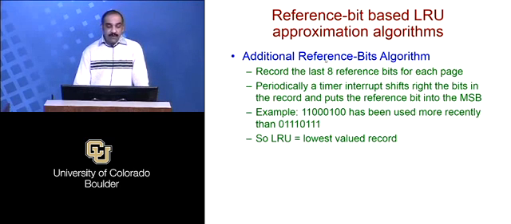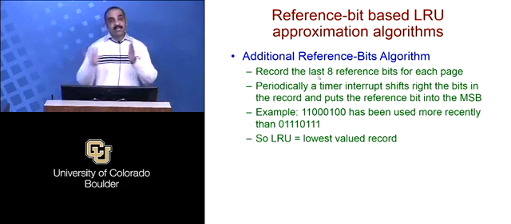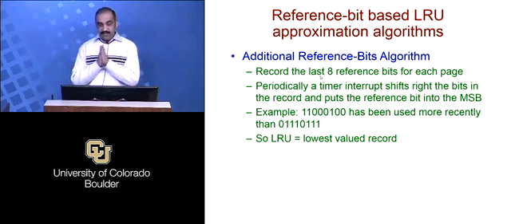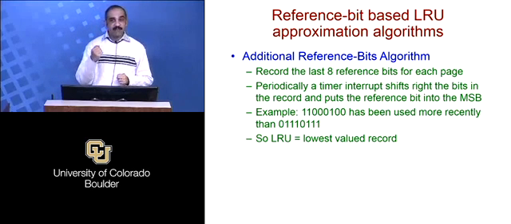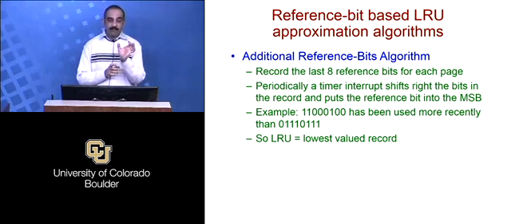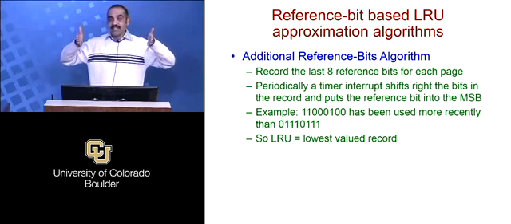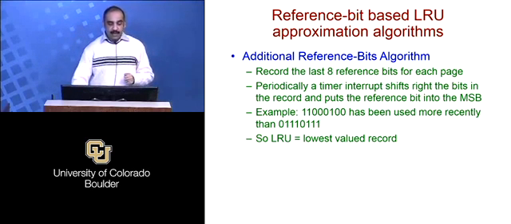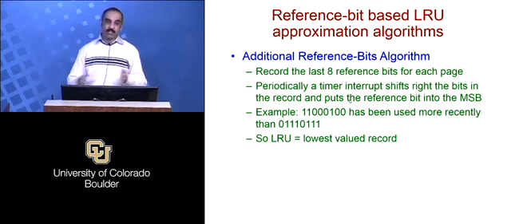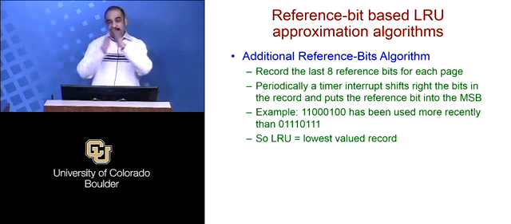In the case of this additional reference bits algorithm, you basically record the reference bits. Whenever a page is referenced, you set the reference bit to 1. Now you also maintain maybe a byte, so you record the last 8 reference bits. Periodically, a timer interrupt shifts right the bits in the record and puts the reference bit into the most significant bit.